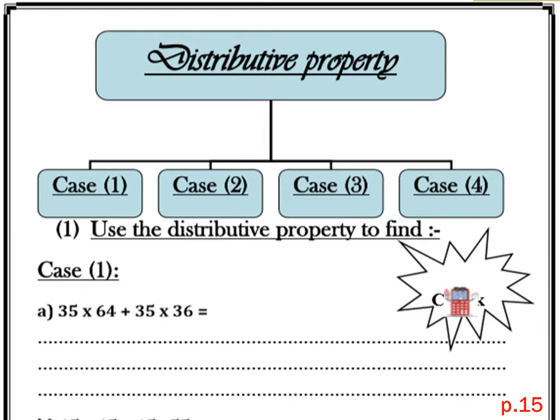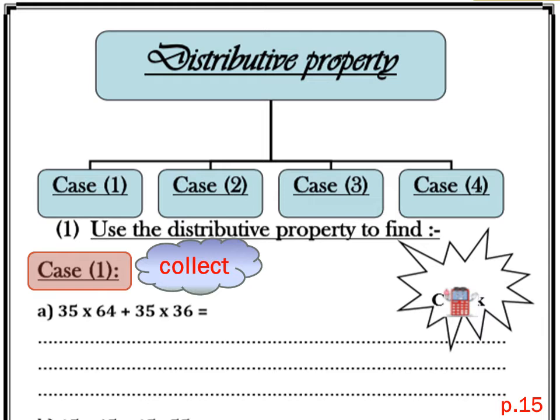How can we solve this case? First, in case 1 we are going to collect. Collect what? Collect the repeated number and the sign, which is multiply. In letter A here we have 35 times 64 plus 35 times 36. What is the repeated number here? The repeated number is 35, multiply.